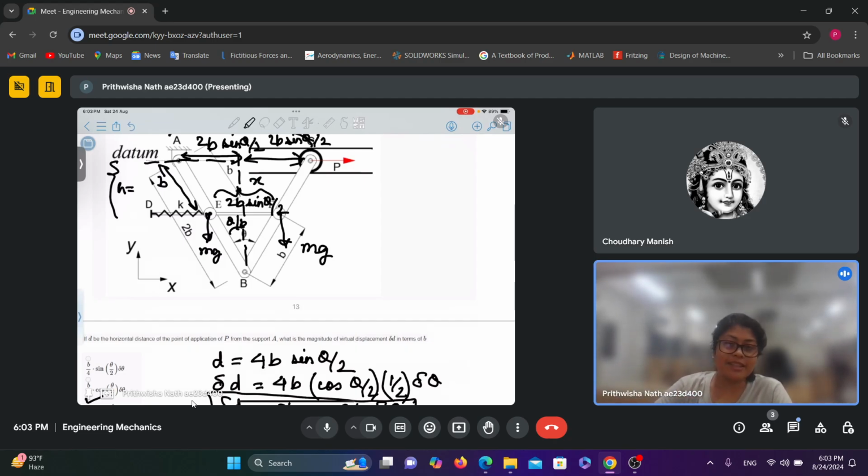Can you tell me what will be this height? It will be b cos theta by 2, right? Is this clear?